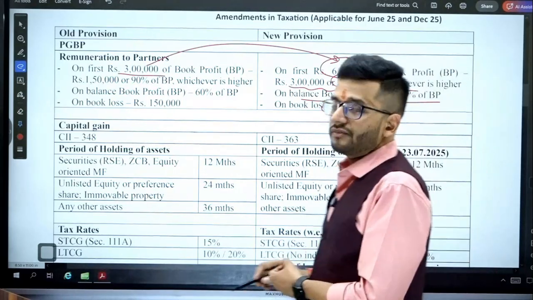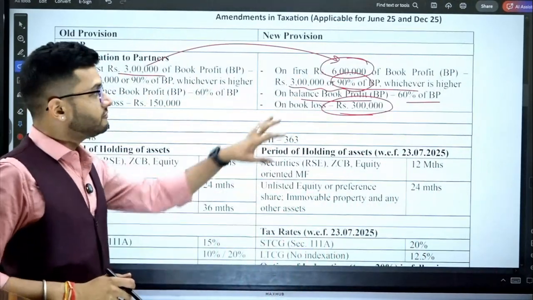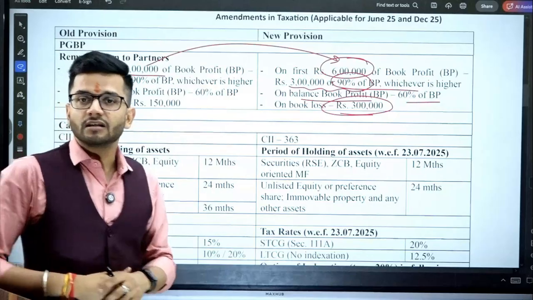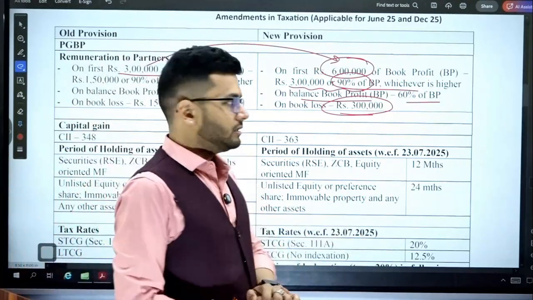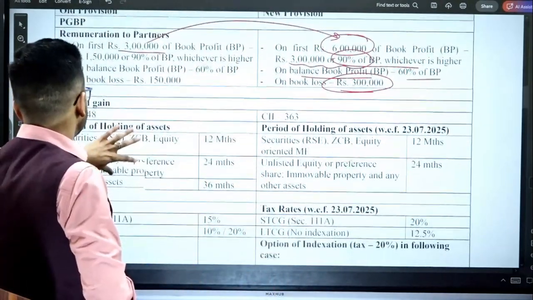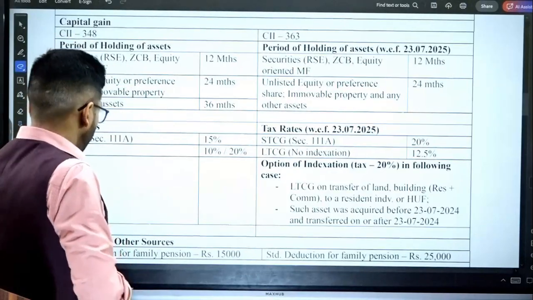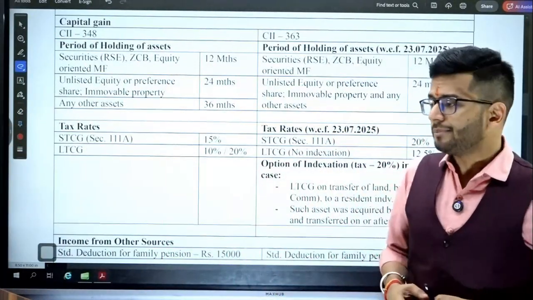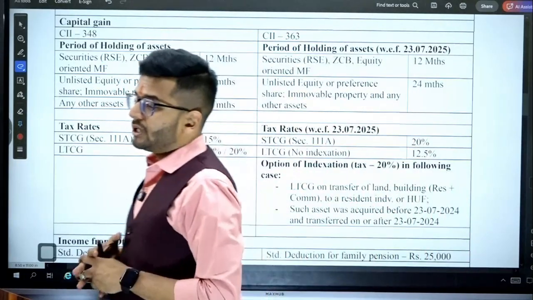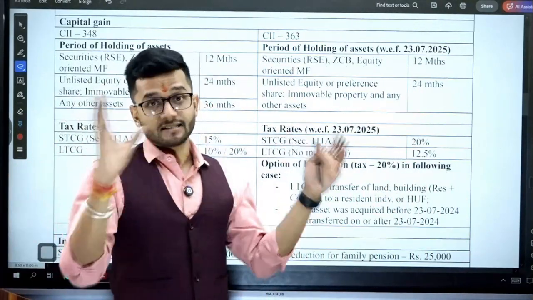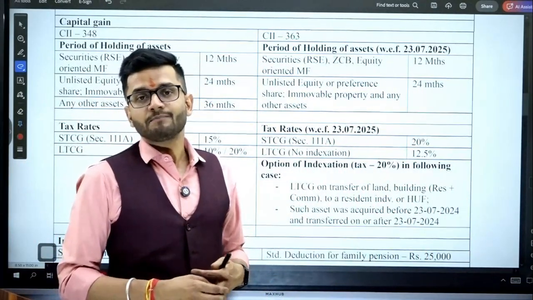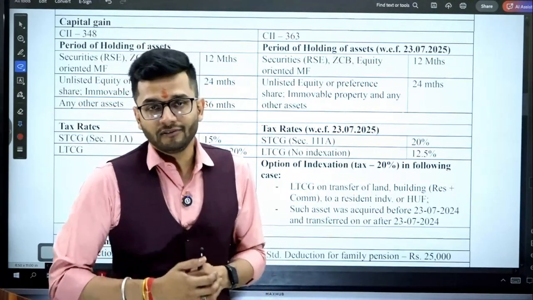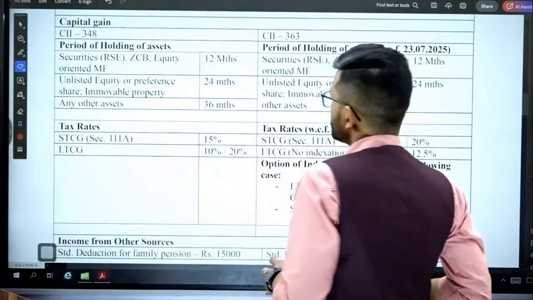And on book loss, there is a provision for remuneration of 3 lakh rupees. So the limits have considerably increased in the last budget. Now we come on to the capital gains, and yes, in capital gains there's a major change which has happened in computation with respect to the long-term capital gains. Tax rates have been rejigged completely. So yes, a major amendment coming in the capital gain chapter.